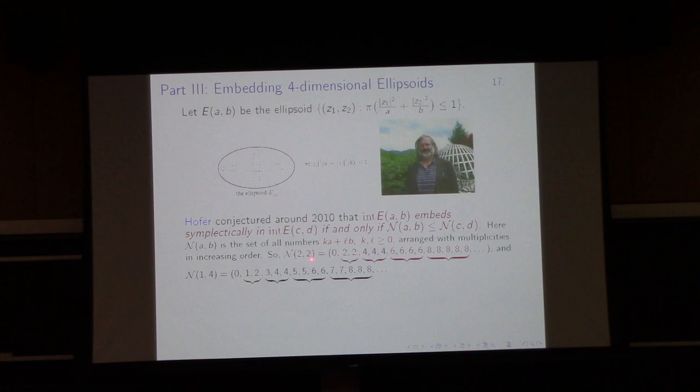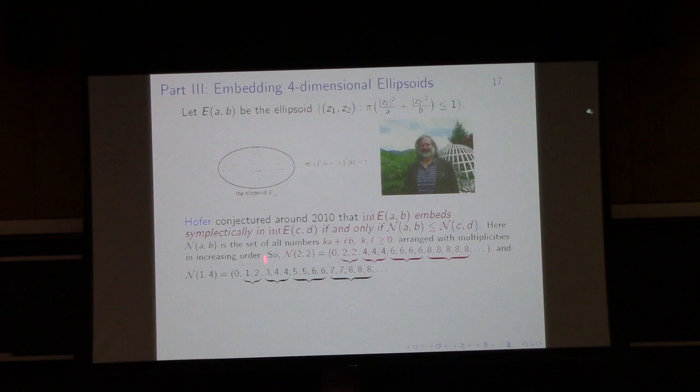Then you have three ways of getting 4, because you can have 2 of the first one, 1 of each, or 2 of the second. And then there are 4 ways of getting 6, and 5 ways of getting 8, and so on. So you get a sequence of numbers. That's the sequence for the first ellipsoid.